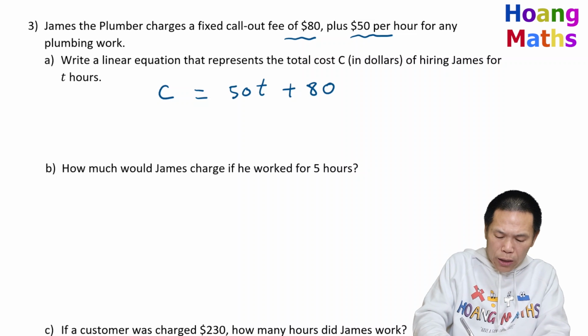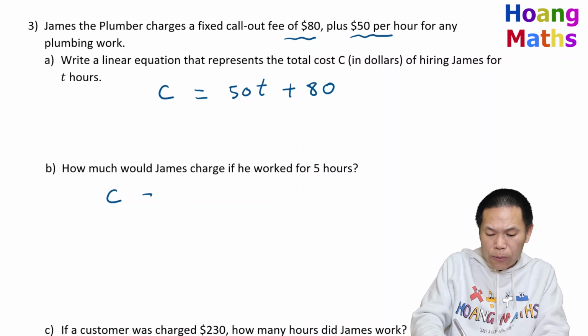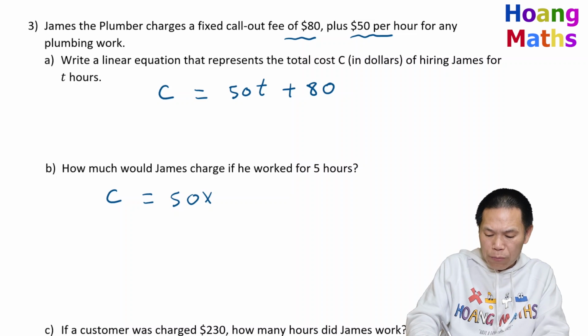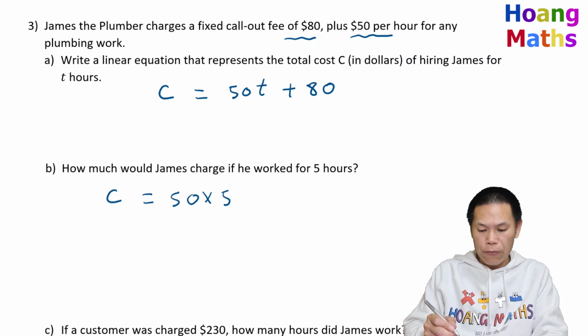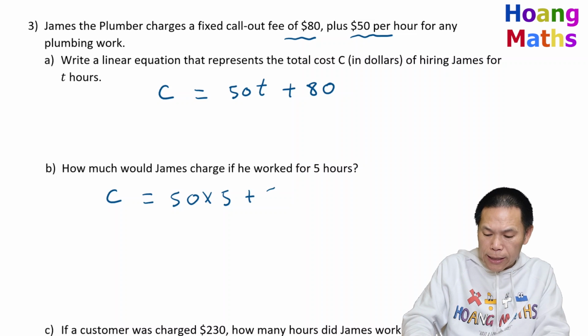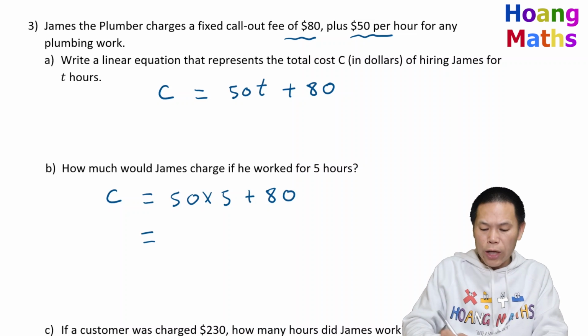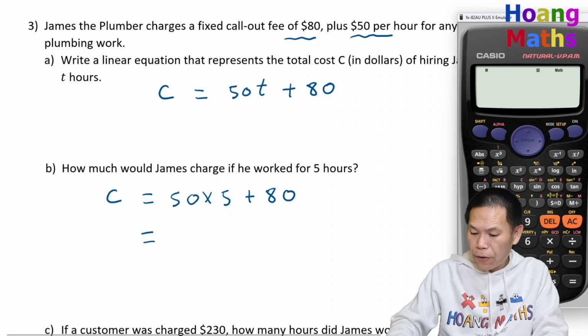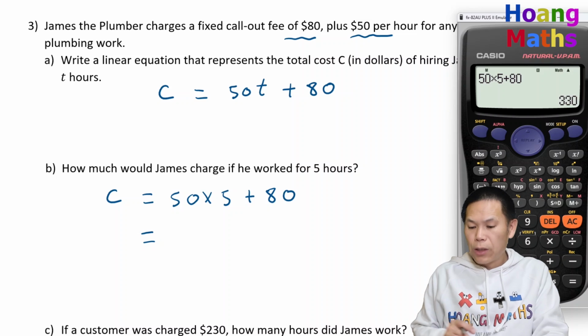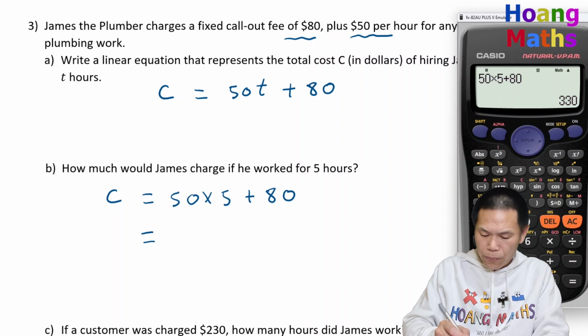Part B, how much would James charge if he worked for 5 hours? So we know that the charge C, which is cost if you wish, is 50 times 5, because T is equal to 5. And we add 80. So we just put on a calculator. So we just go 50, we times 5, and then we add 80. So there you go, 330.